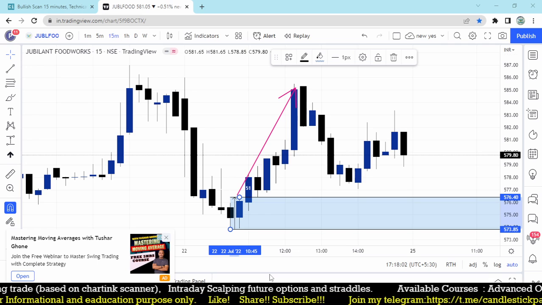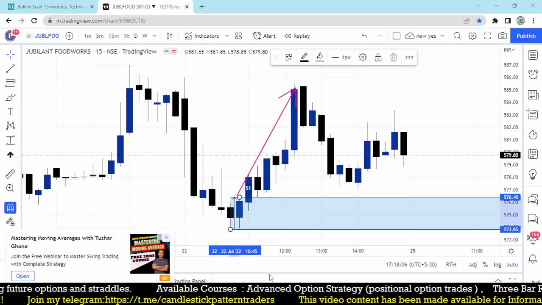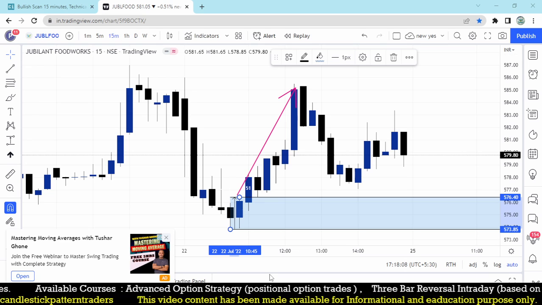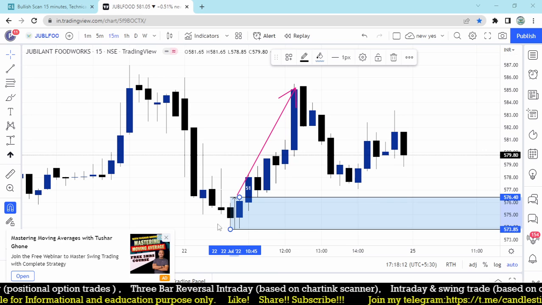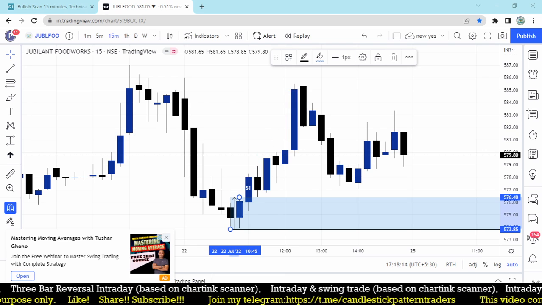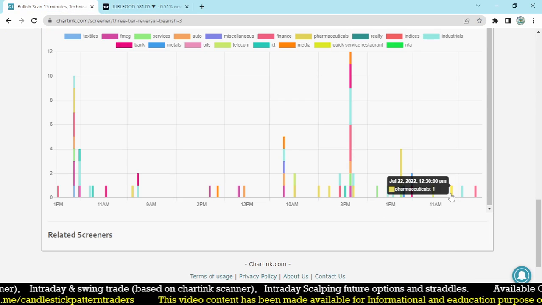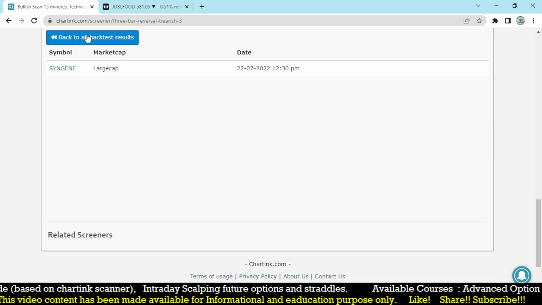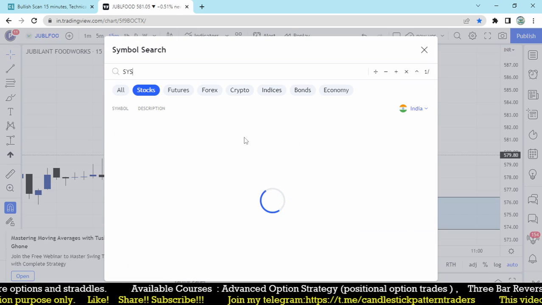But my suggestion is that we try to take trades at 1:1 or 1:2, which would be the best and better strategy. This was the first stock where we found a bullish 3-bar reversal. And the second one, where we got it on the second stock, was at 12:30. Let me check what happened on the stock.